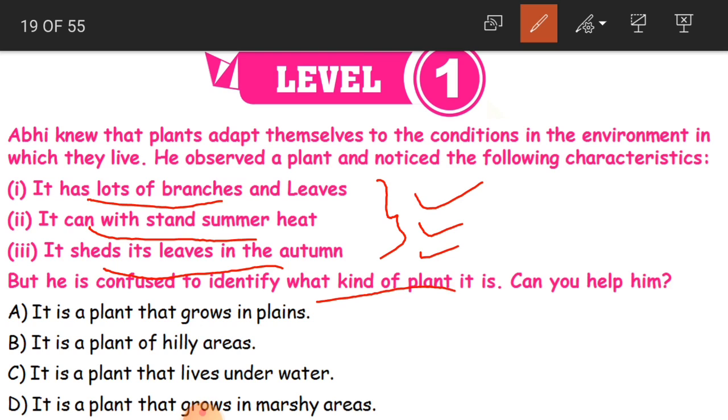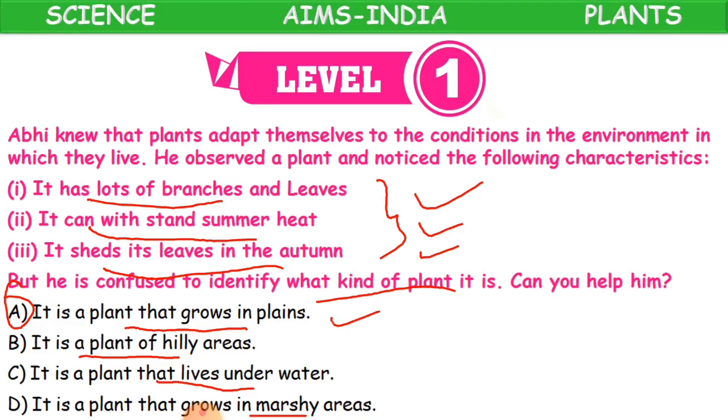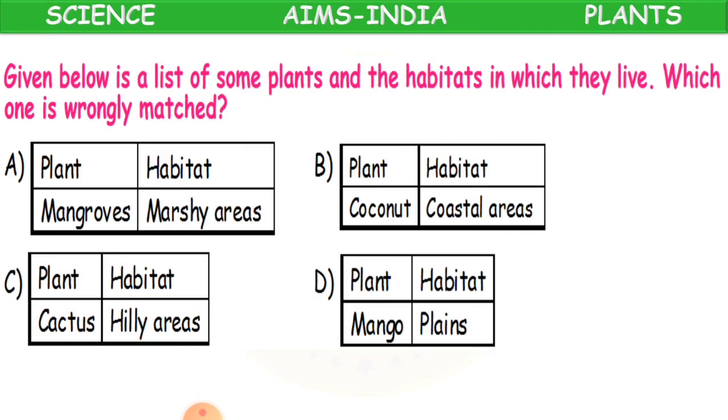The options are: it is a plant that grows in plains; it is a plant of hilly areas; it is a plant that lives under water; it is a plant that grows in marshy areas. Okay children, what type of plant might it be, which can tolerate the sun's heat, has lots of branches and leaves, and sheds its leaves in the autumn? The plant which grows in the plains. That is option A. So A is the correct answer. Clear children?